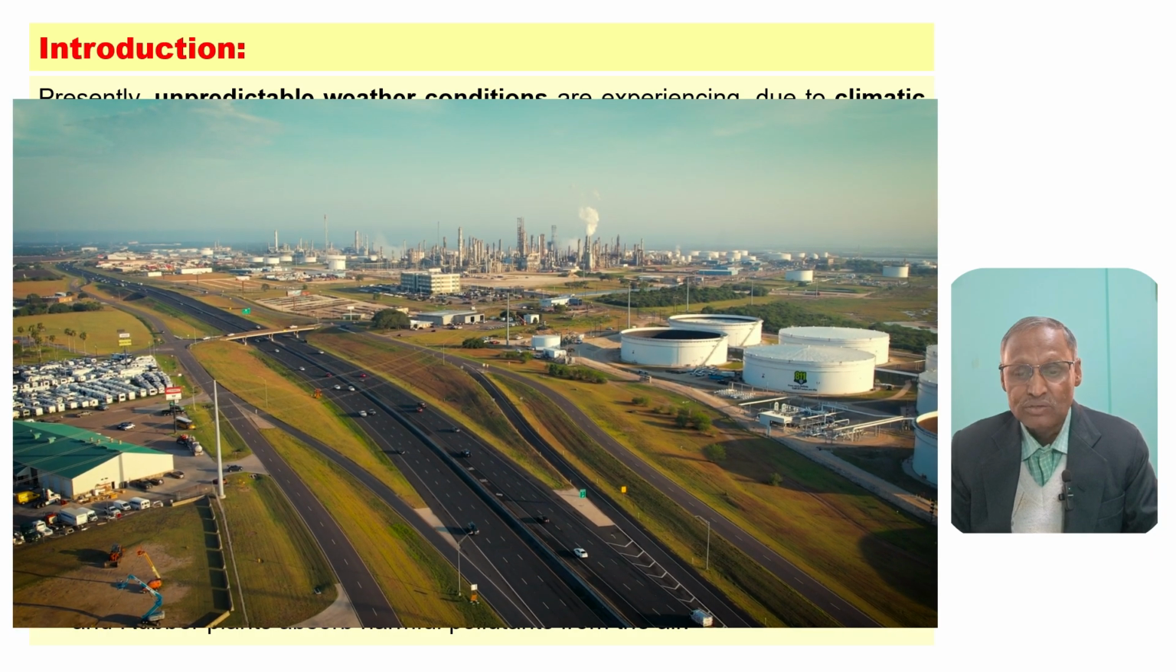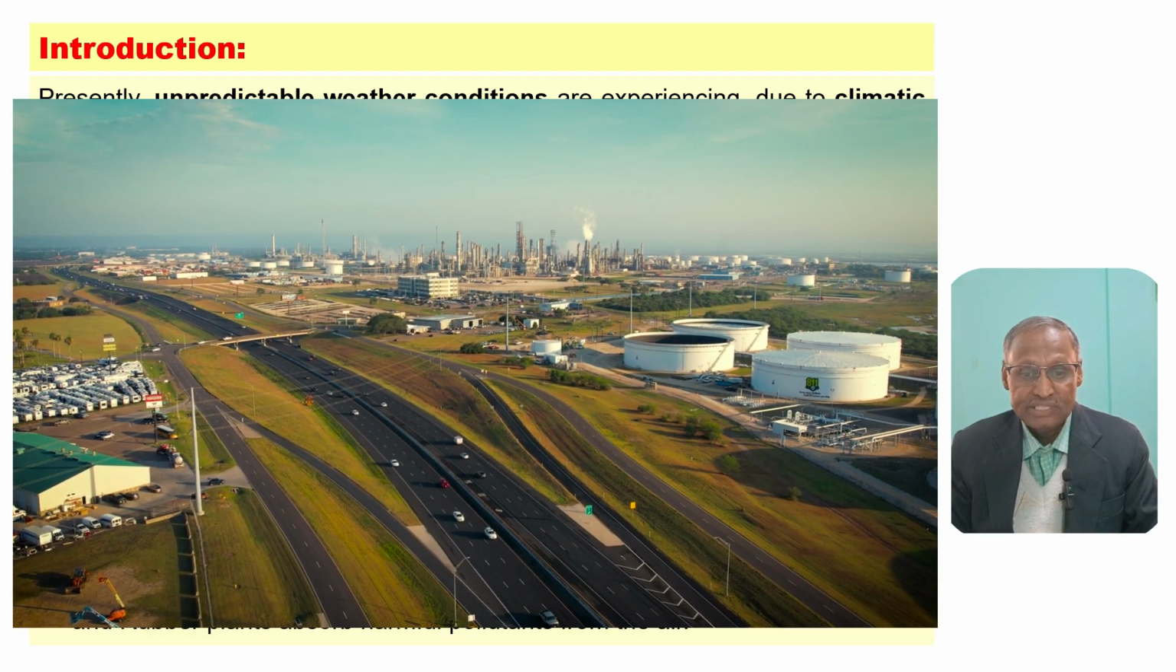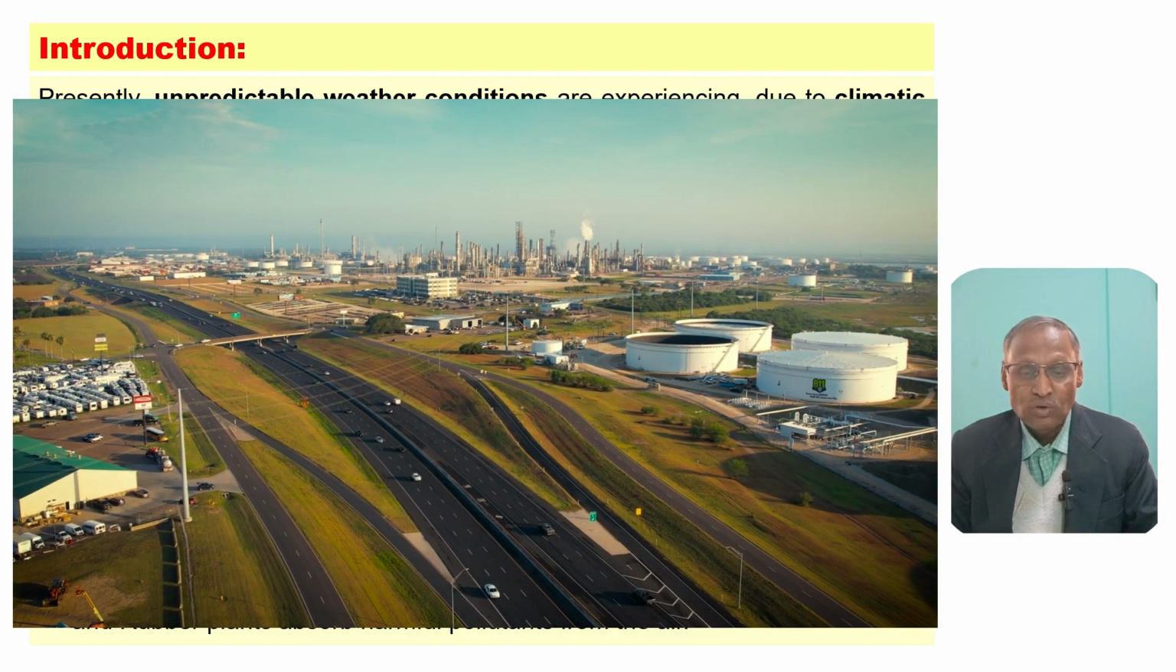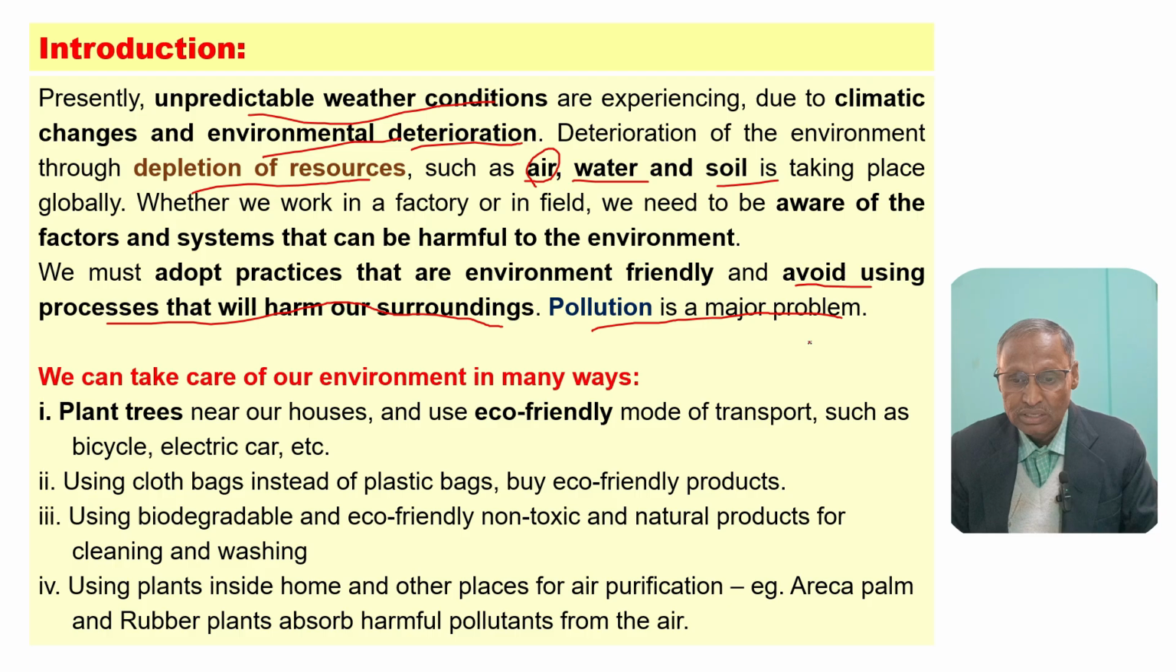Whether we work in a factory or in a field, we need to be aware of the factors and systems that can be harmful to the environment. So wherever we work, either in a factory or in an agricultural field, we must be aware of the factors which cause harm to the environment or deteriorate the environment as well as cause pollution. We must adopt practices that are environment friendly and avoid using processes that will harm our surroundings. Try to avoid the processes which cause deterioration or harm the environment as well as our surroundings and cause pollution, because pollution is a big threat nowadays in most of the cities.